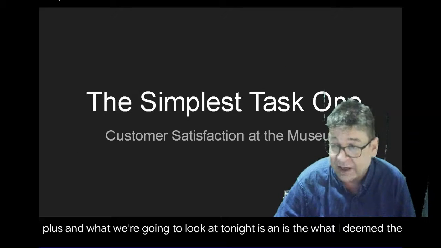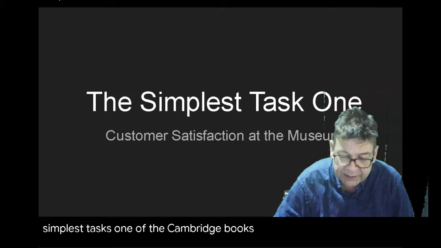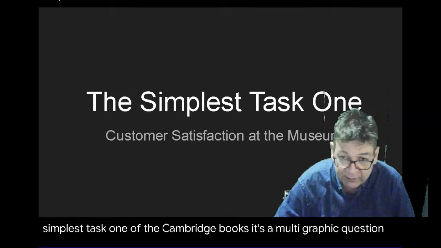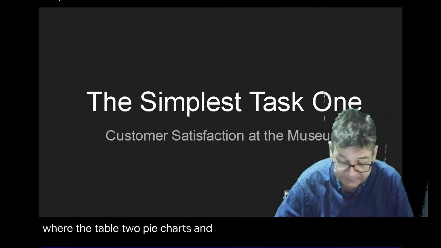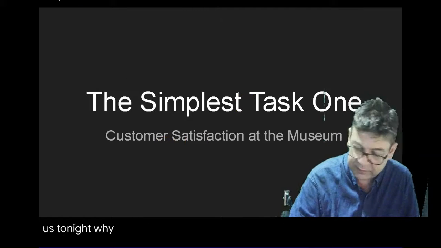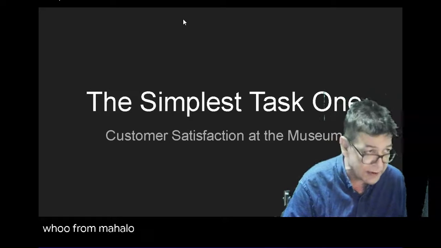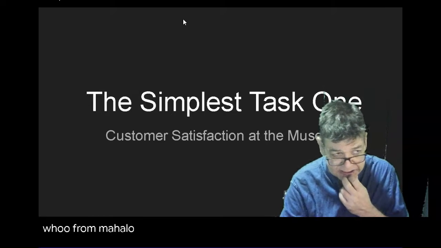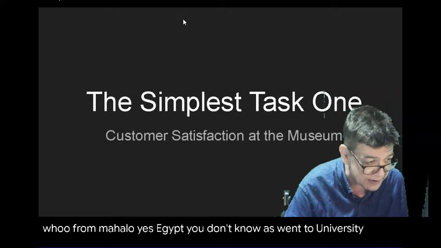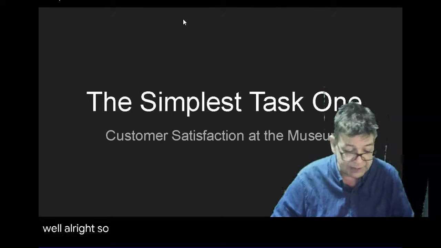Deemed the simplest task in one of the Cambridge books. It's a multi-graphic question with a table and 2 pie charts, and that's it. It's being brought to us tonight from Mima Allah Mohammed, probably from Pakistan. I'm going to guess Egypt. Oh yes, went to university in Egypt. Well, all right, so it should be simple, right?